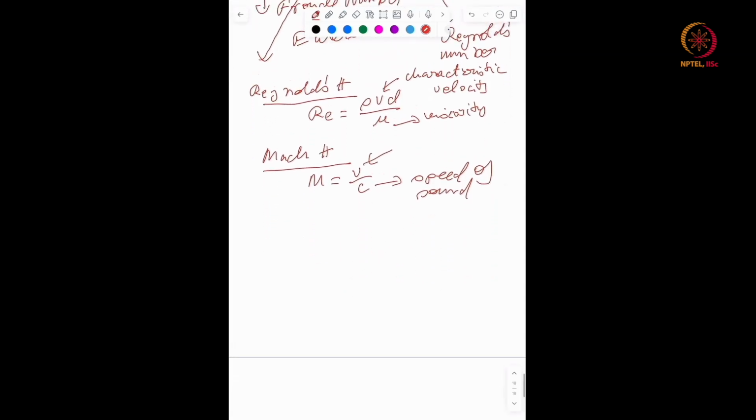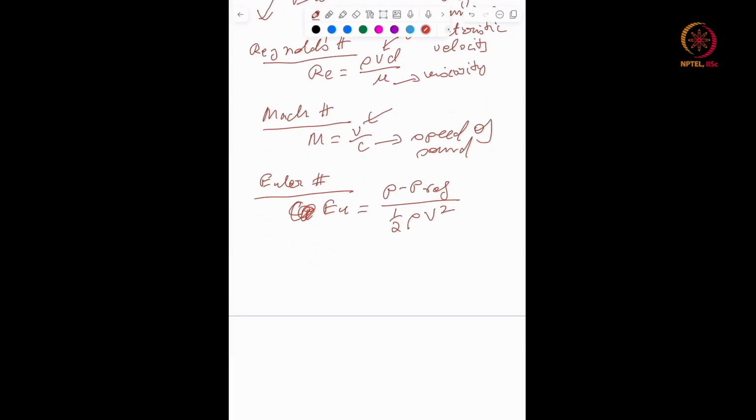Then you have the Euler number, which is basically, let's call it Eu. Eu is equal to P minus P ref divided by half rho V squared. P ref is basically a reference pressure. It represents the ratio of pressure and inertia forces. Ratio of pressure and inertia forces. And P ref is basically a reference pressure.